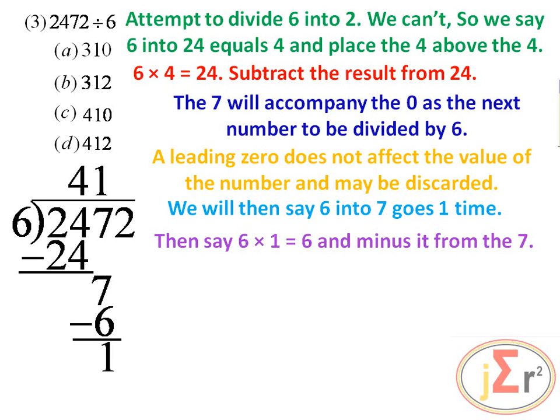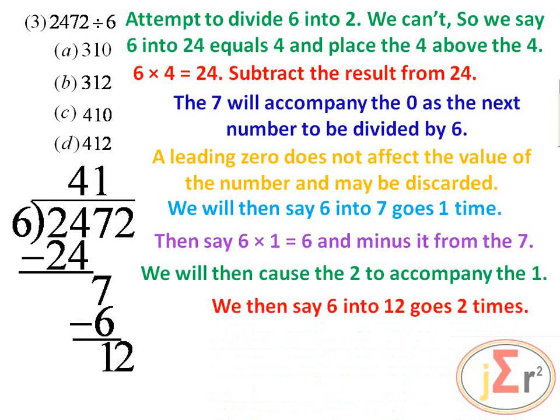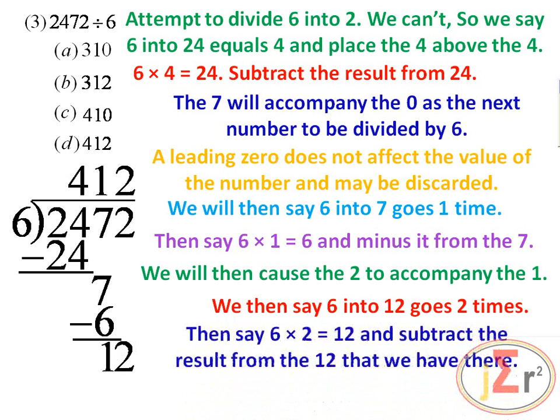And what do we do next? Carry down the 2. Right, so we will then cause the 2 to accompany the 1 right there. And what do we say then? 6 into 12. 6 into 12 goes how many times? 2 times. Exactly 2 times. And then we will finish up by saying what? 6 twos 12, and subtract the result from the 12 that we have right there.